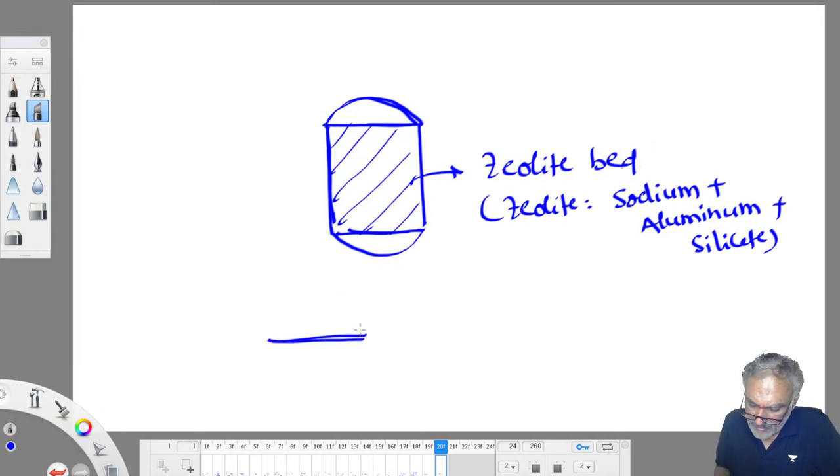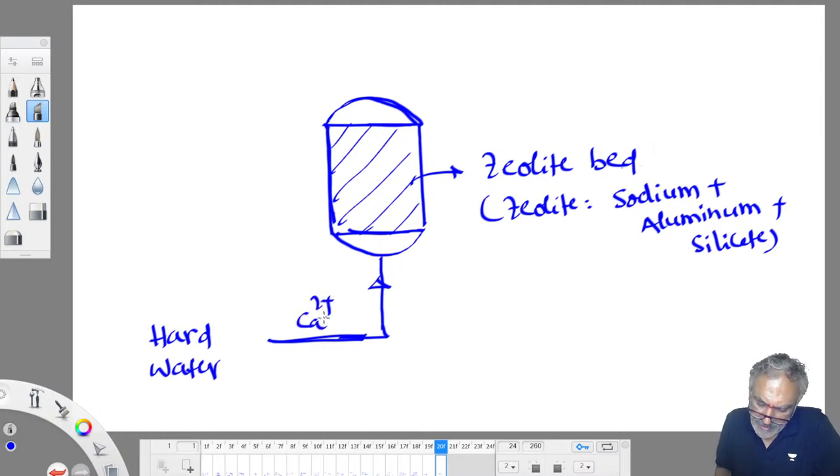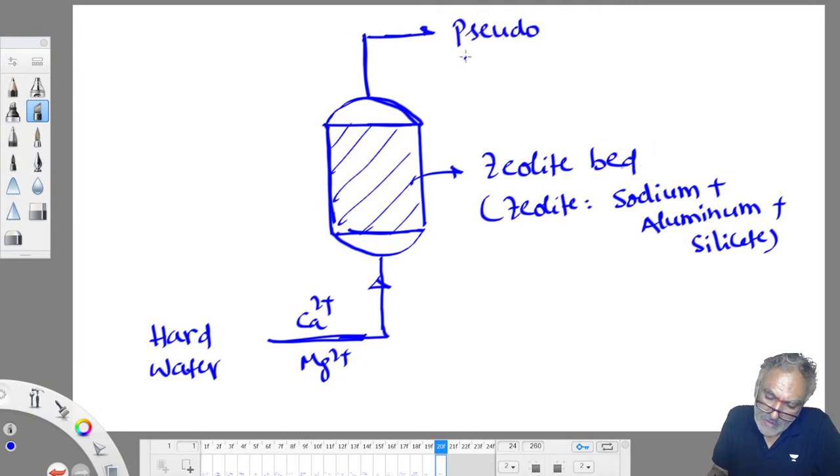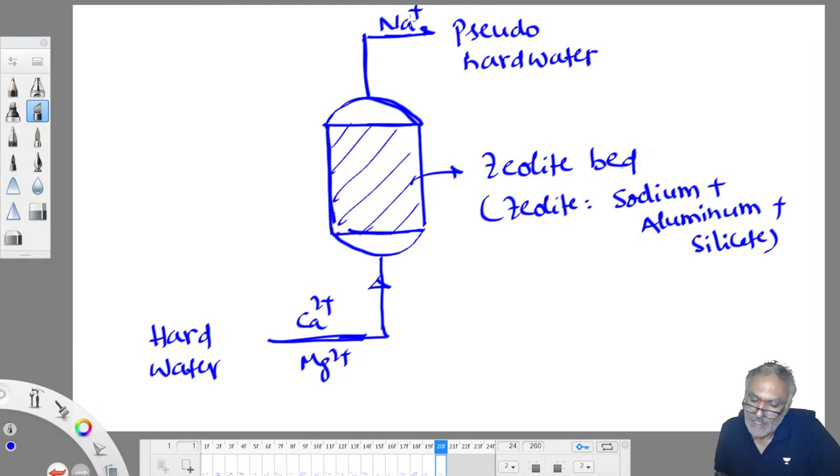We apply water having full hardness, caused by calcium and magnesium, Ca2+ and Mg2+, and water is again collected here; we'll get pseudo hard water. That means it appears to be hard, but it is not hard, it's soft water. So here calcium and magnesium are retained by zeolite. The space left by calcium and magnesium in water is filled with sodium. So water coming out is full of sodium. Sodium causes pseudo hardness to water. Pseudo hard water means false hardness. That is soft water only. That is how it happens.